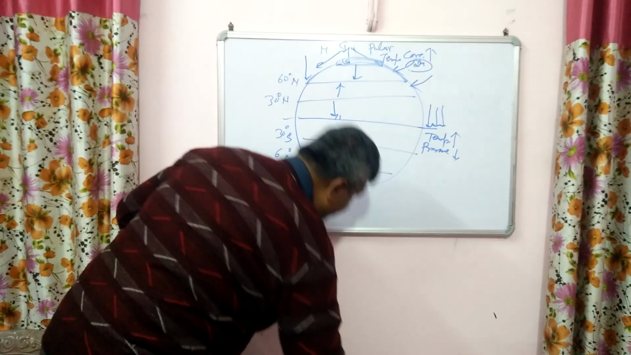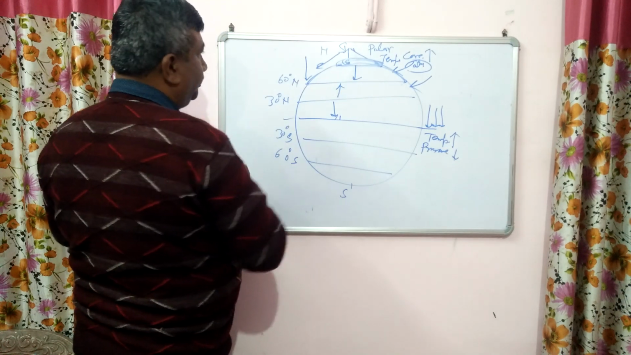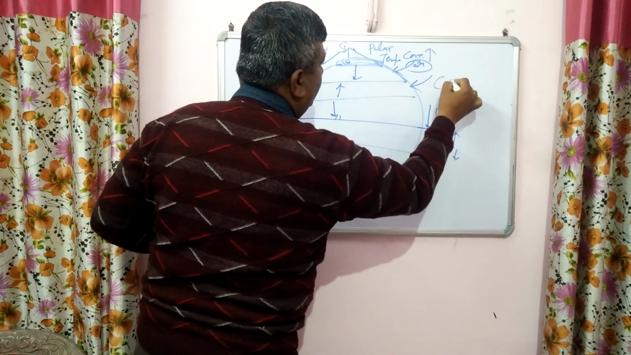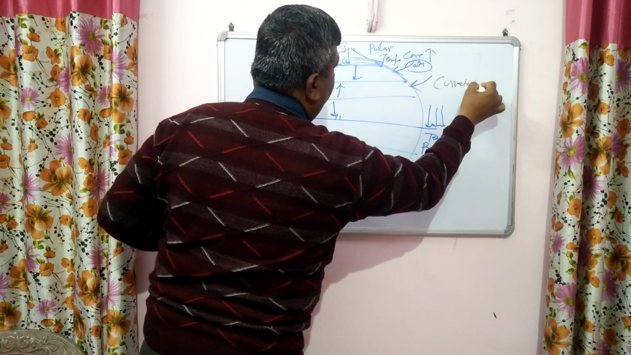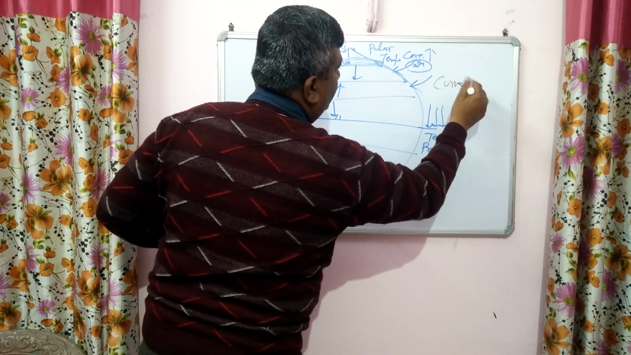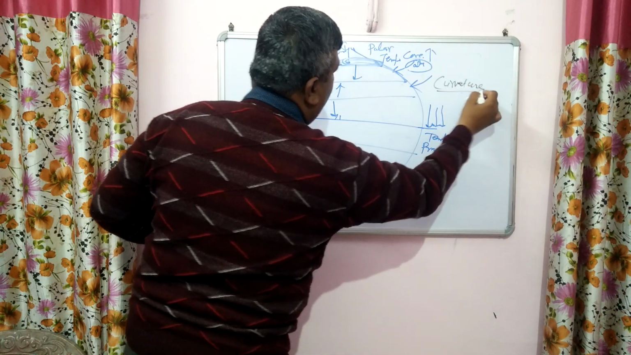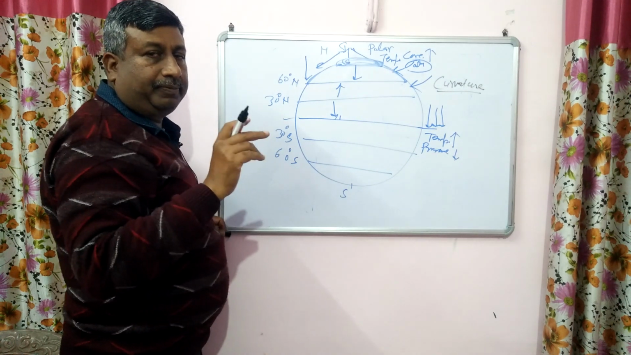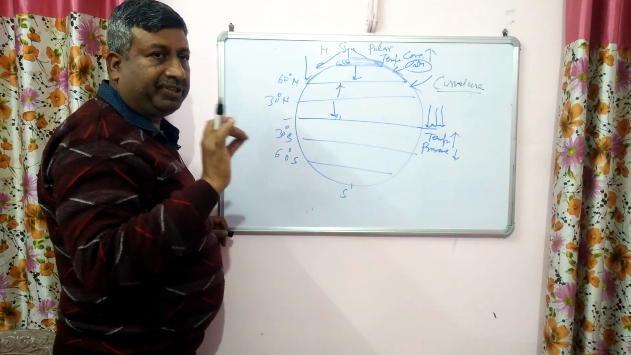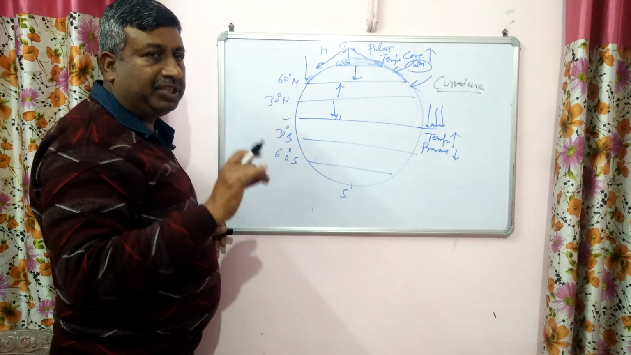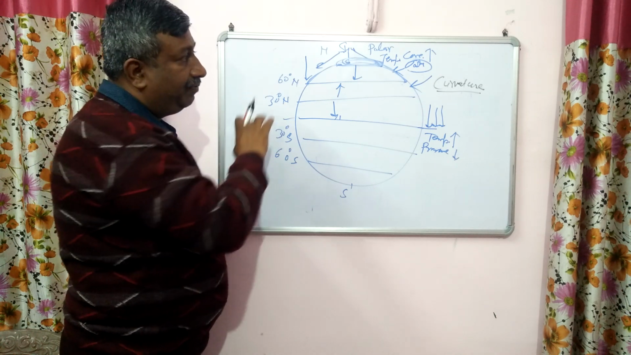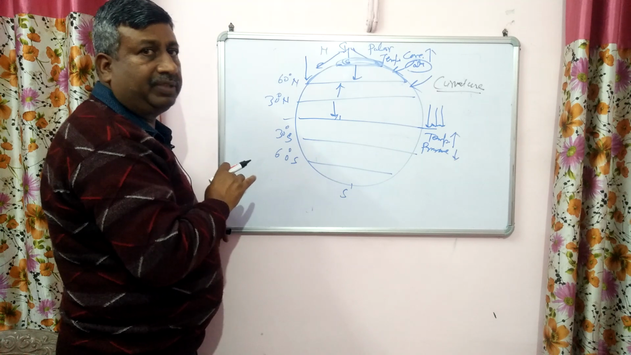So it means the curvature of the earth is responsible for differential heating. The first factor for differential heating was different types of objects which have different specific heat. The second is the curvature of the earth, which is responsible for differential heating.